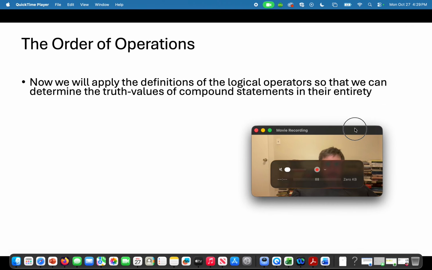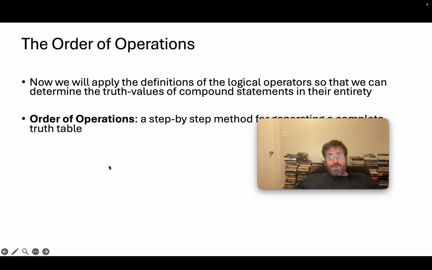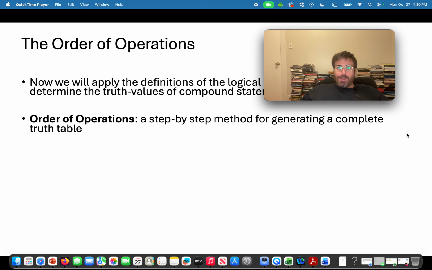So now we're going to apply the definitions of the operators so that we can determine the truth values of more complex compound statements. In other words, we're building up from the truth functions of just the operators and plugging them into more complex statements to see if we can discern the truth functions of them in their entirety. Now, in order to do this, we have to follow a rather strict order of operations.